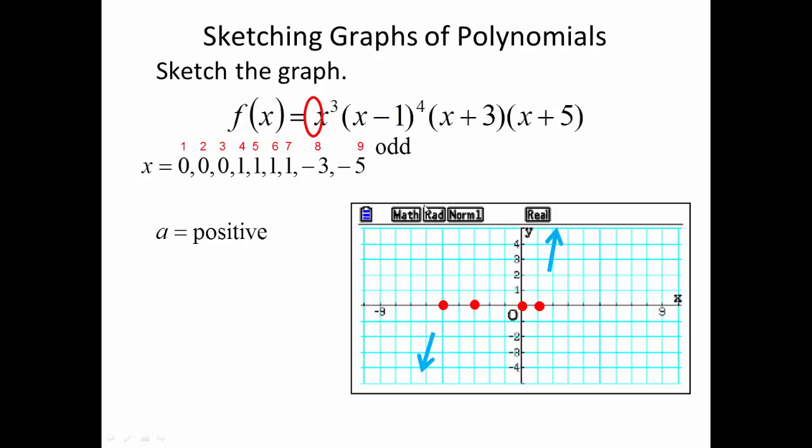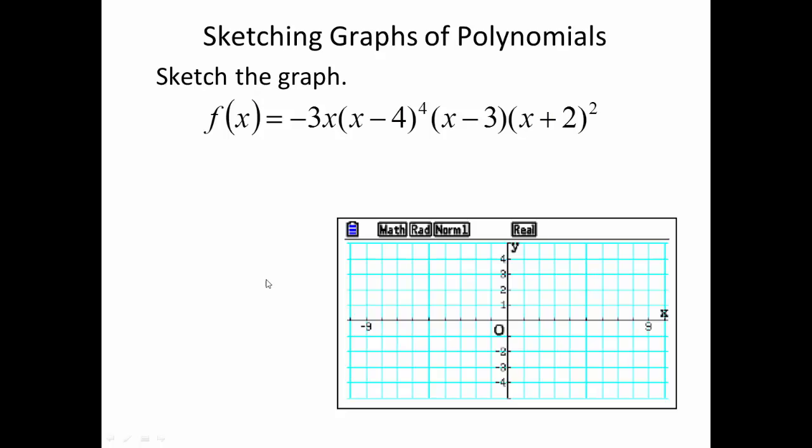So how do we draw that? We want to go through the -5, go through the -3, go through the 0, but we have to bounce off the 1 because there's an even number of 1s. So through, and bounce off. So we go through, and bounce off the 1. Okay, let's try one more.